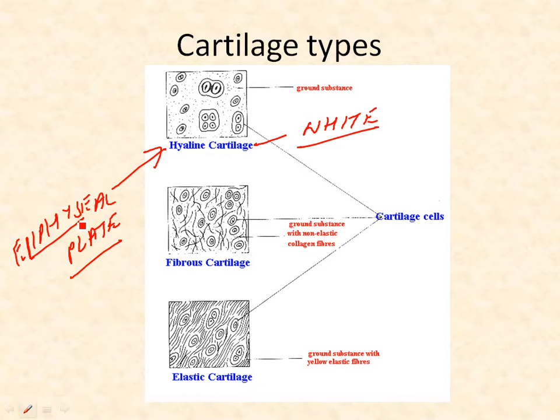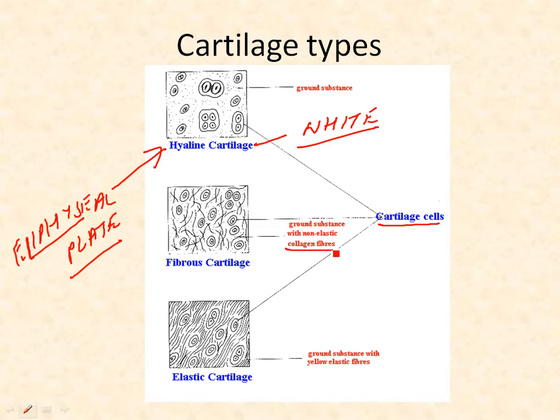The next is the fibrous cartilage, where the cartilage cells are in layers with the non-elastic collagen fibers. Fibrous cartilage is found in places which are subjected to pressure and compressibility, and is typically found in the intervertebral discs.